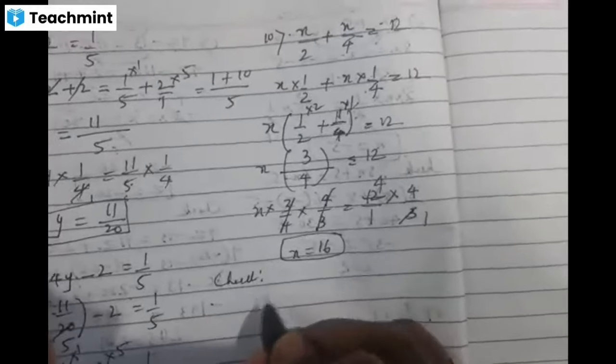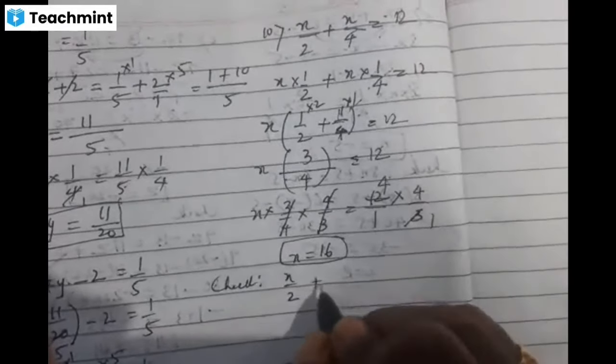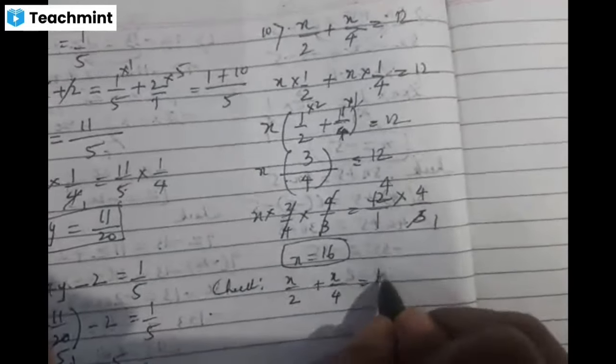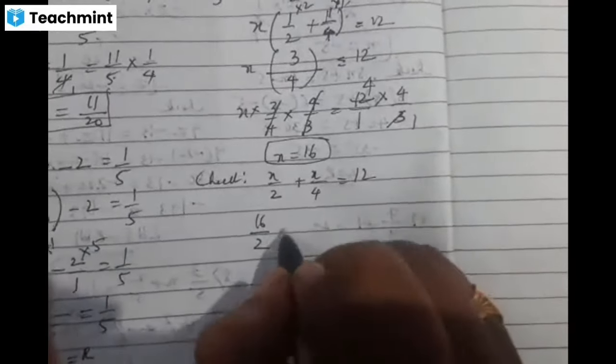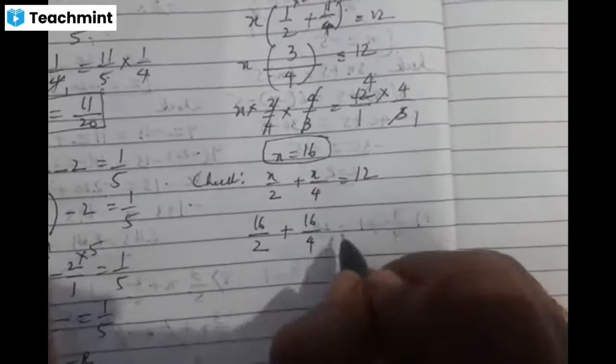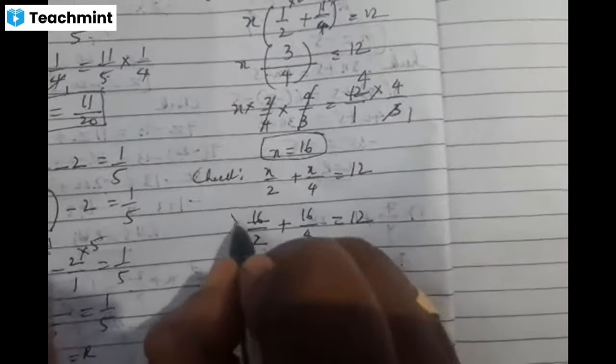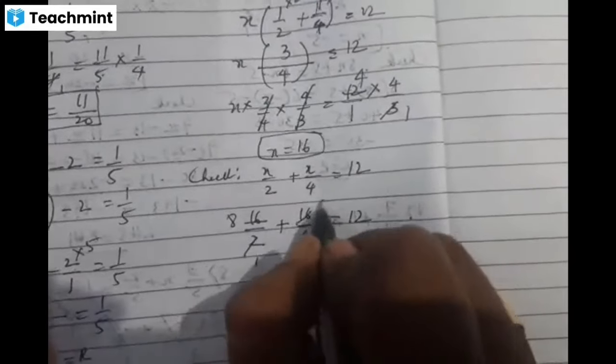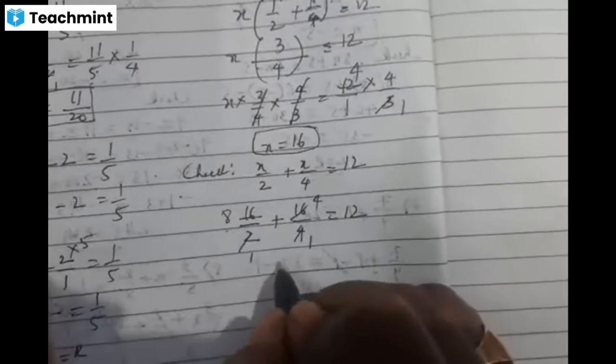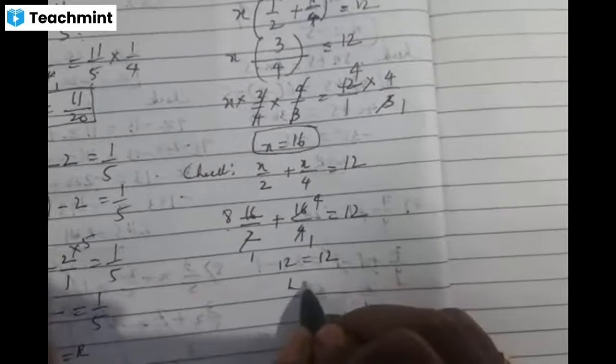Checking, x by 2 plus x by 4 is equal to 12. In place of x, what do we have to write? 16 by 2 plus 16 by 4 is equal to 12. Cancel. 2 ones are 2, 2 eights are 16. 4 ones are 4, 4 fours are 16. 8 plus 4 is how much? 12 is equal to 12. LHS is equal to RHS.